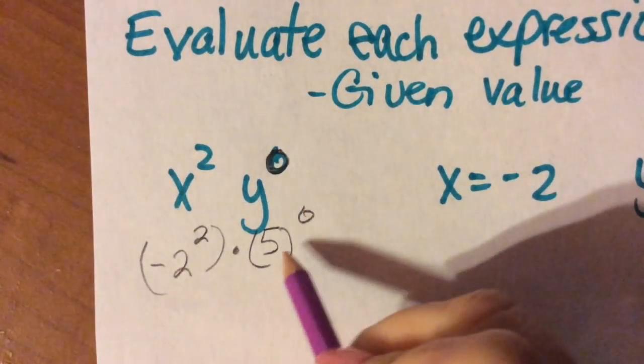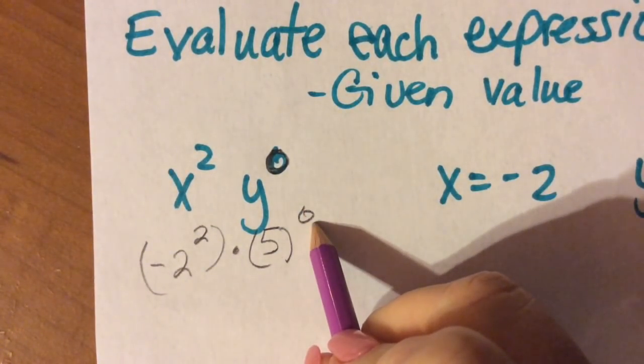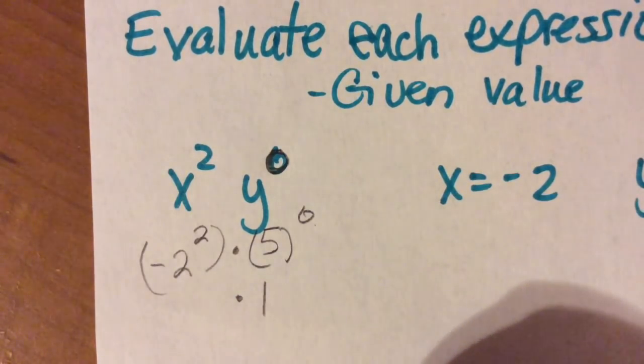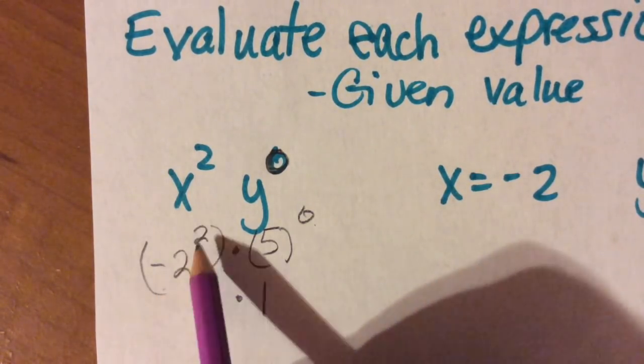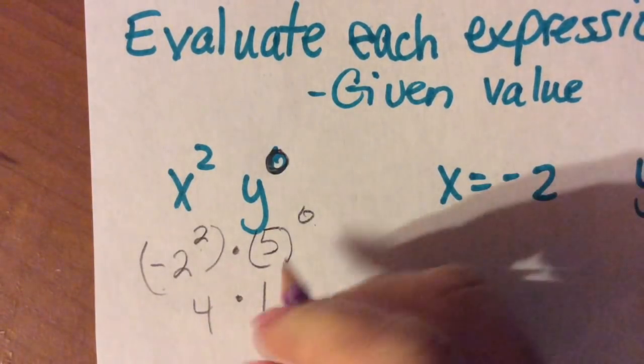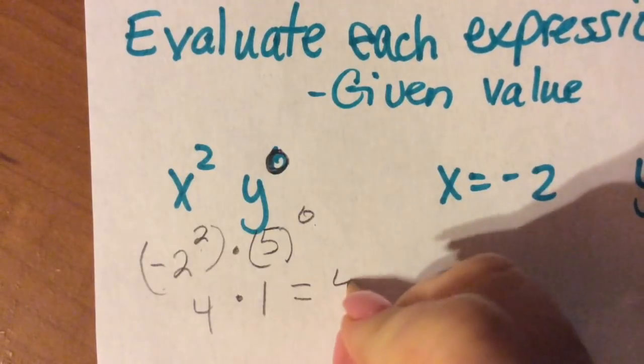Now what happens here to the 0 power? It becomes a 1. So this is times 1. Now this is going to be a negative 2 squared, so it'll become 4. So this is just 4 times 1, which is 4.